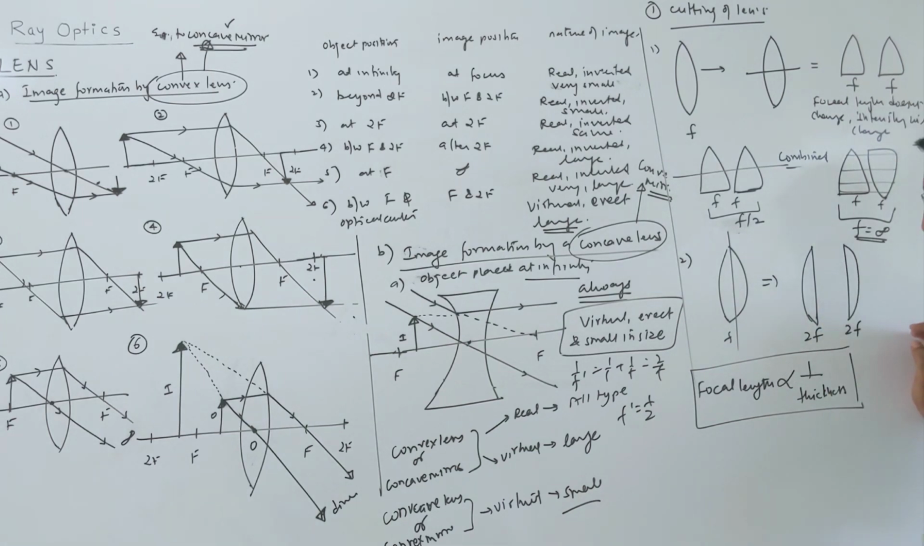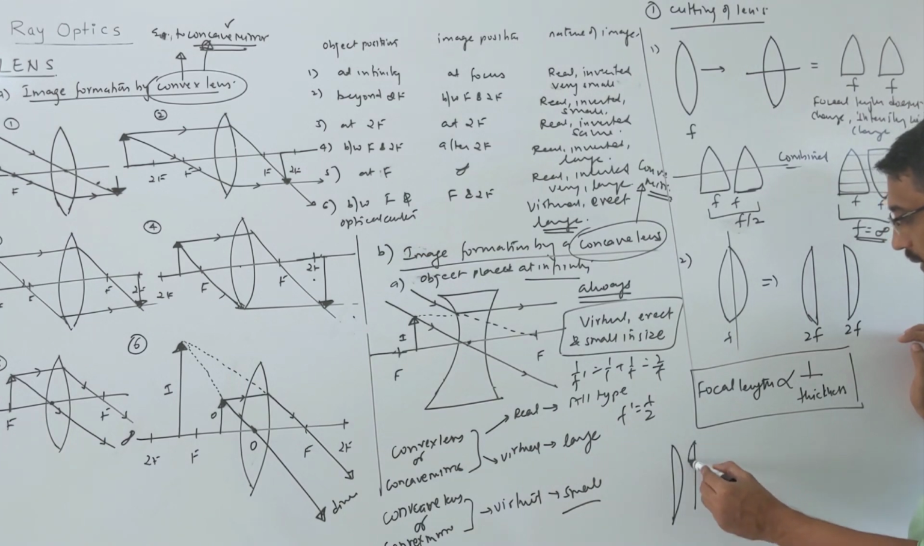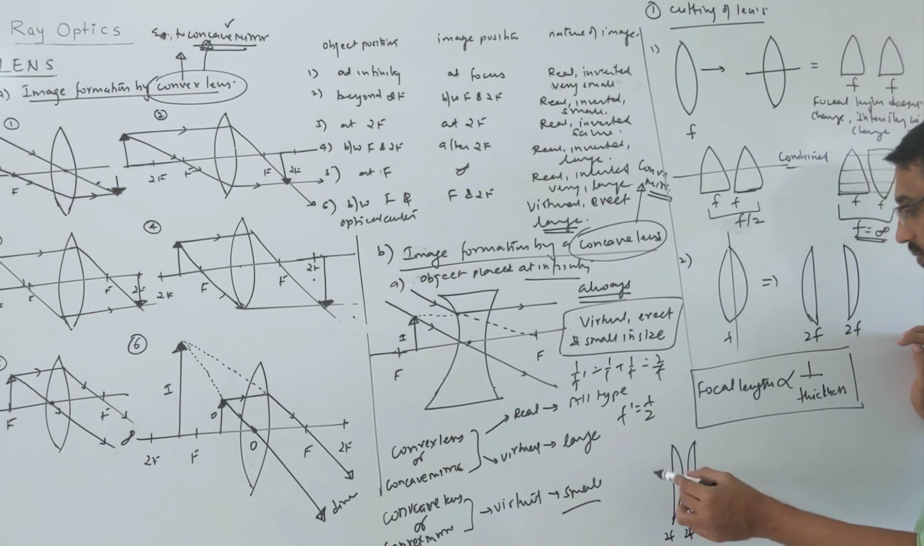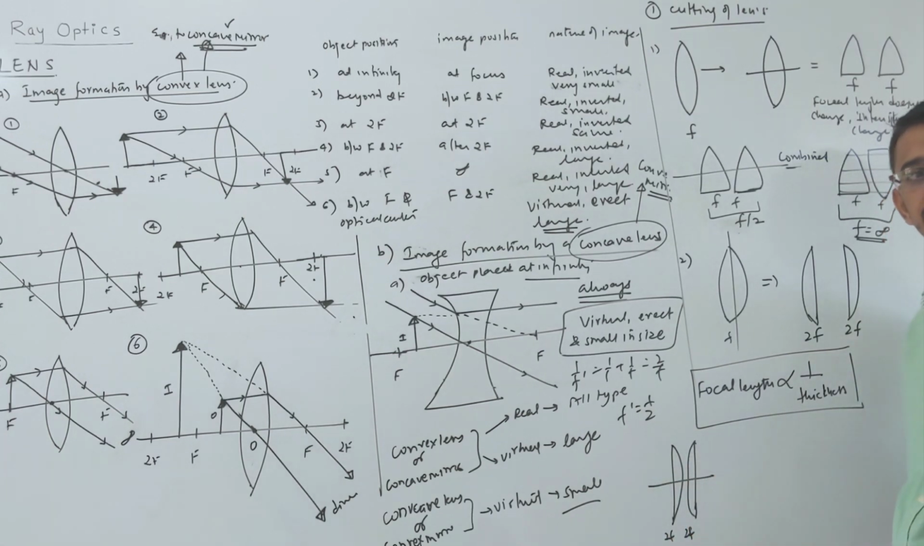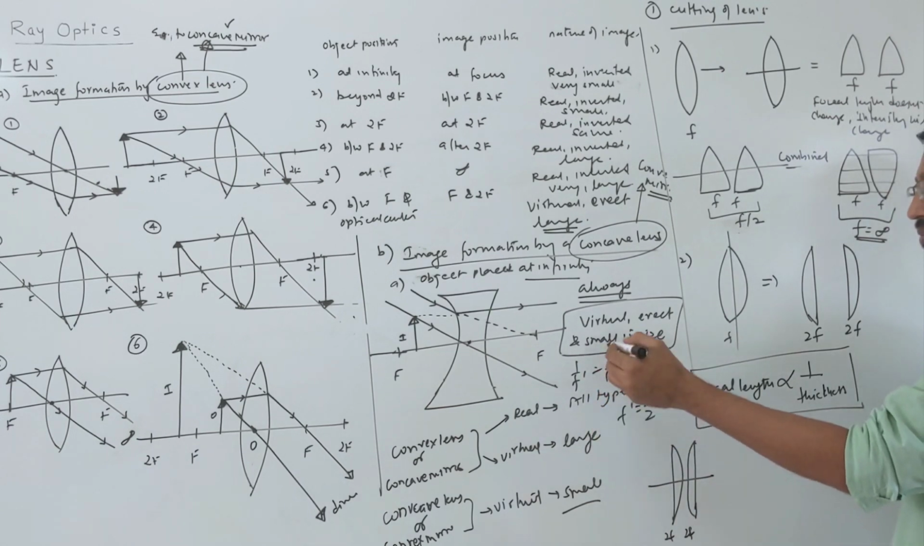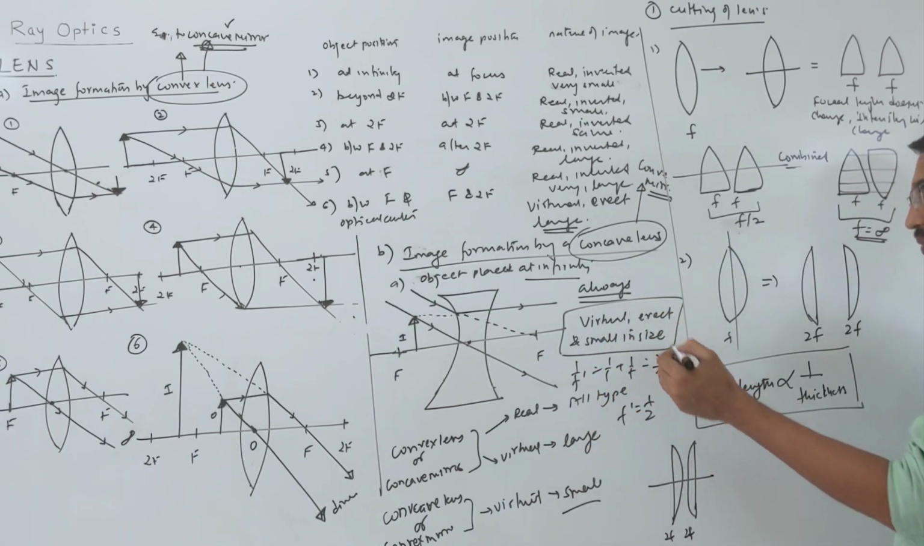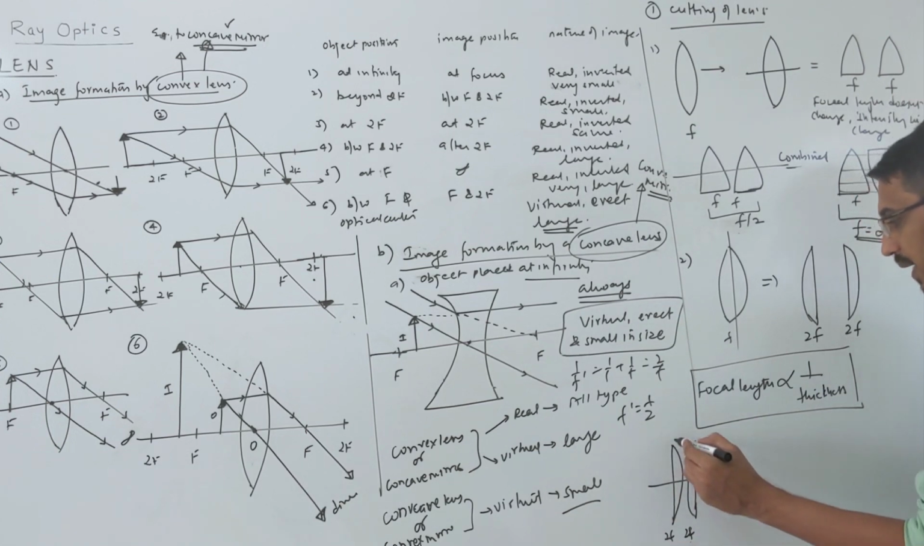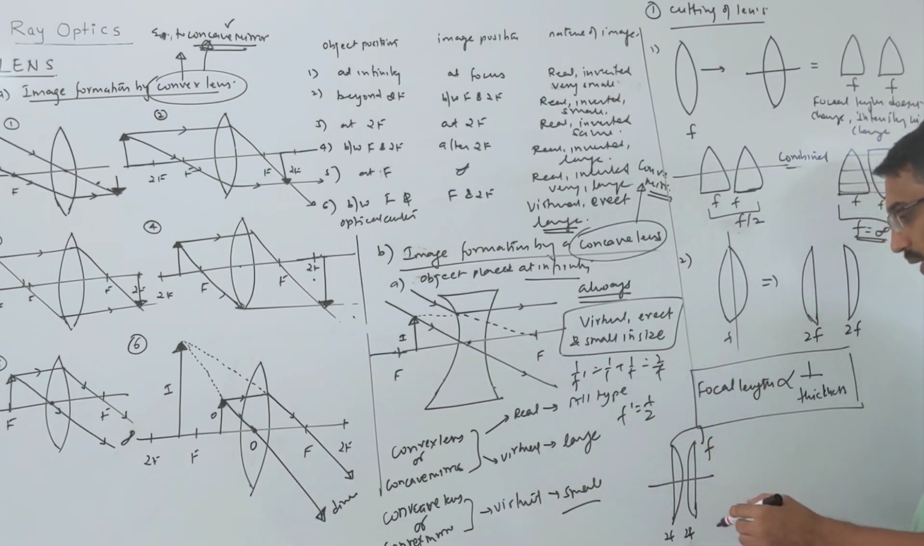Suppose you make some combination. What combination can you make? You can put two lenses that way, one lens here and one lens here. This is 2f, that has 2f. What is the combined focal length of these two lenses? You add them, same rule. 1 by f is 1 by 2f plus 1 by 2f, that becomes 2 by 2f. So the combined focal length is f only. Individually 2f, 2f.